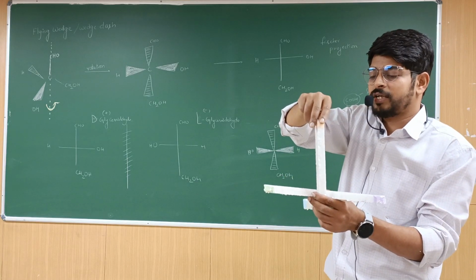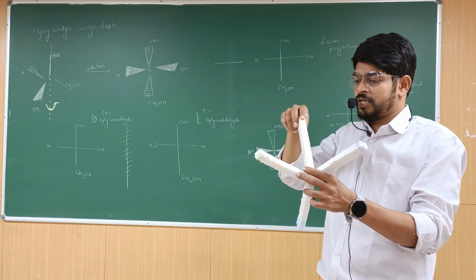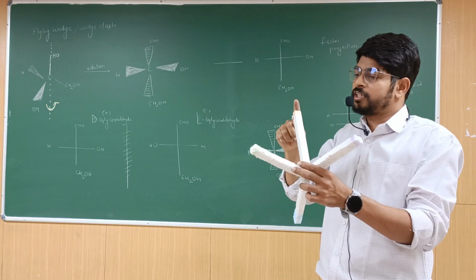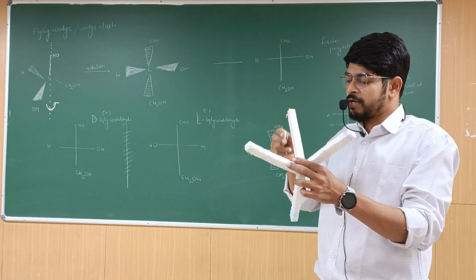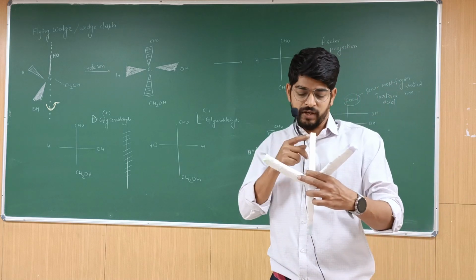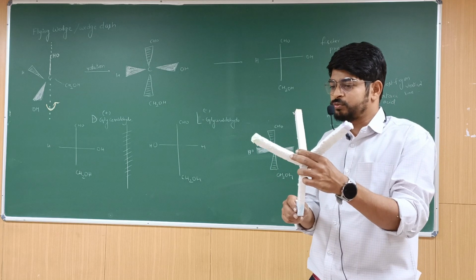Now what I am doing is, I am doing a tilt to this molecule like this. Understand this representation. I am doing a tilt such that this CHO and CH2OH, both of them are in one line. They are in one line. See, they are in my line. So this is CHO and this is CH2OH.